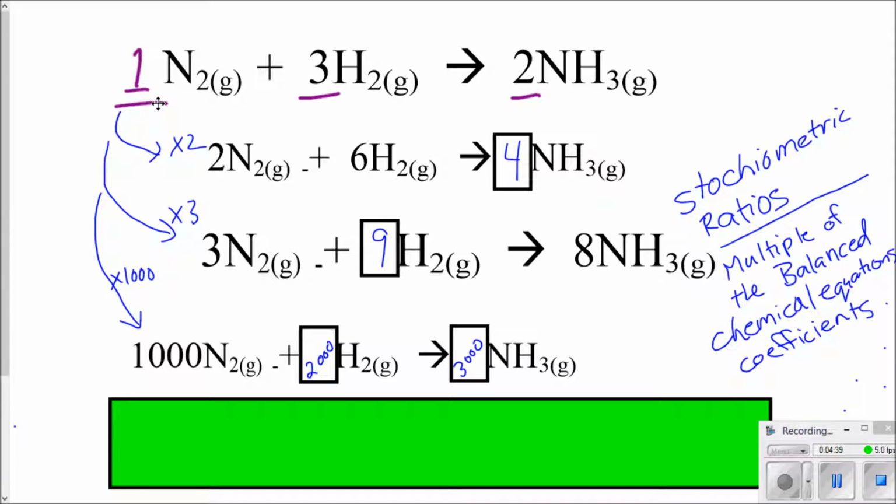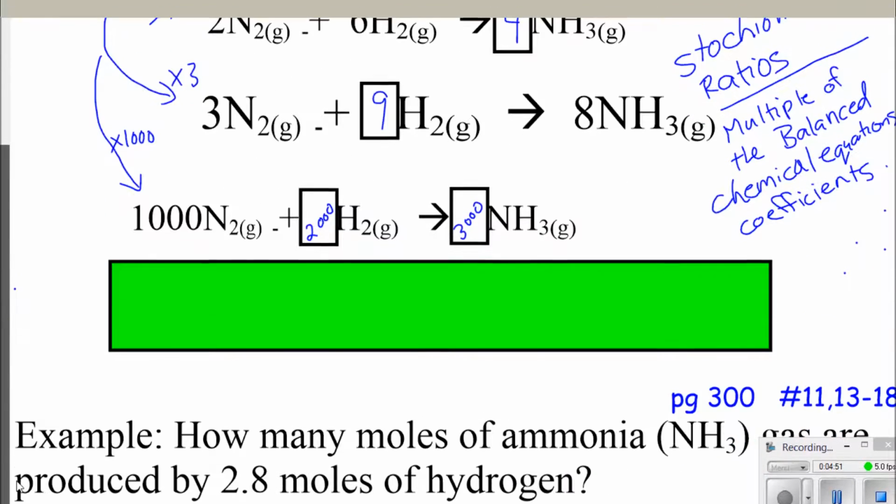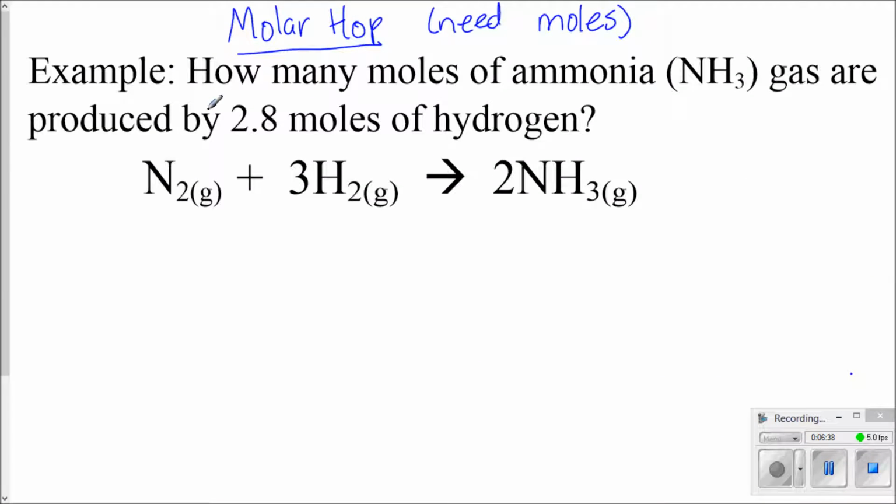So if we look at our original equation here, we said 1 N2 plus 3 H2 equals 2 NH3. And anything we had in here fit within that ratio. There were just basically multiples of 1, 3, and 2. Now what happens if we have a question like this? To perform this example, we have to determine how many moles of ammonia gas are produced from 2.8 moles of hydrogen.